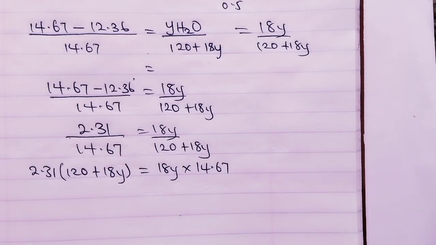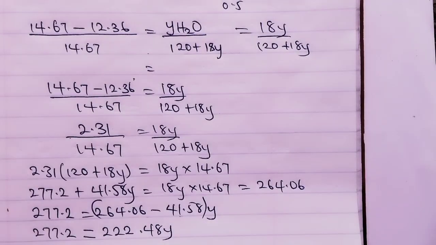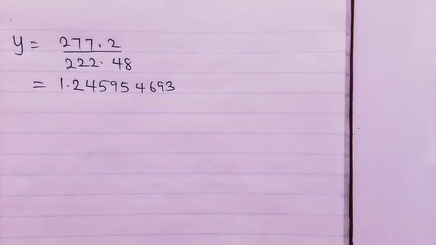Therefore, if you open the bracket, we collect like terms and make Y the subject of the formula. You have the value of Y to be, so the value 2 is not up to 5, so you approximate it to the nearest whole number. Y equals 1.